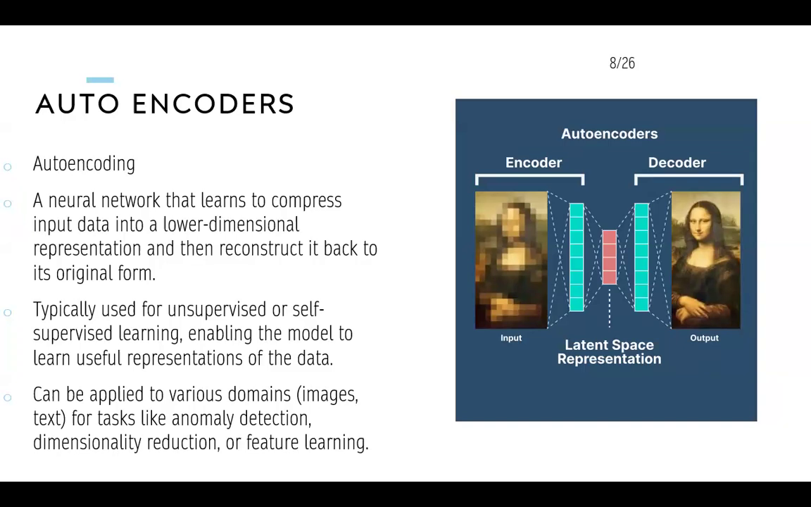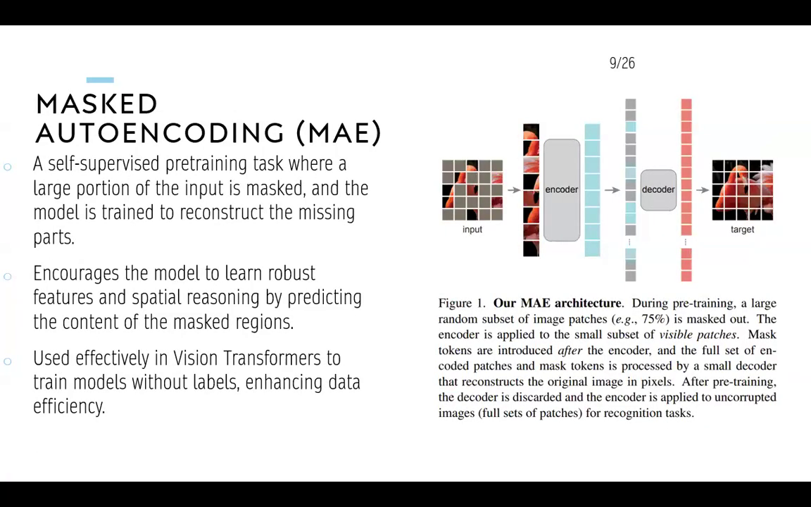The whole purpose of this is that it's used for unsupervised or self-supervised learning, and it enables the model to learn very useful representations of the data. This can be applied to a lot of different domains, not only images and text, but also videos. It's used for tasks like anomaly detection, dimensionality reduction, or even feature learning. So it's a very important part of constructing neural networks, and it's a very important part of transformers as well. Next, we're going to go on to masked autoencoding.